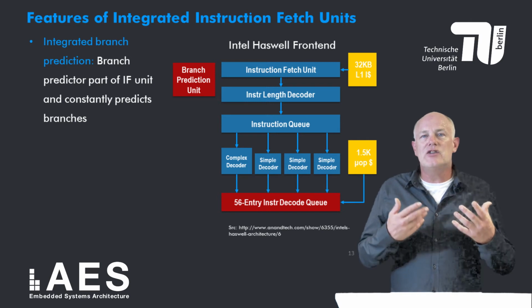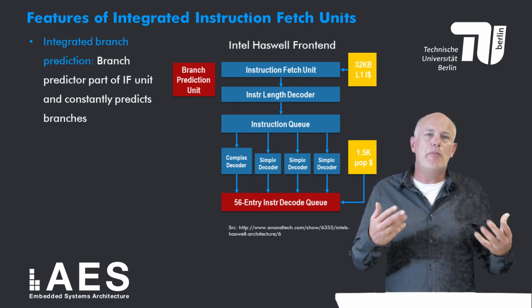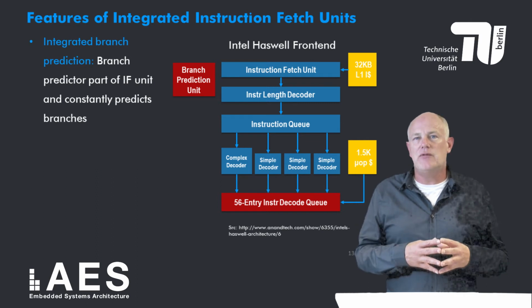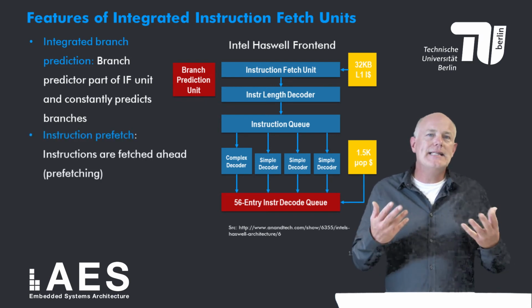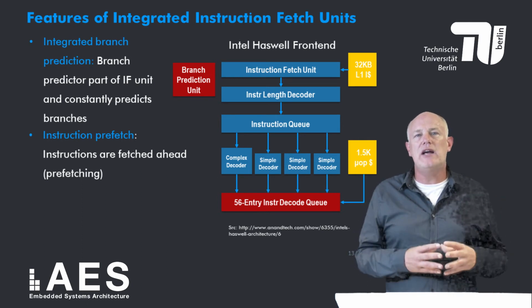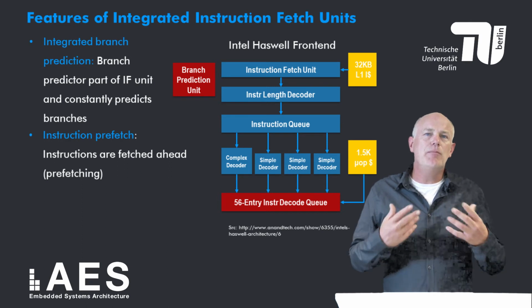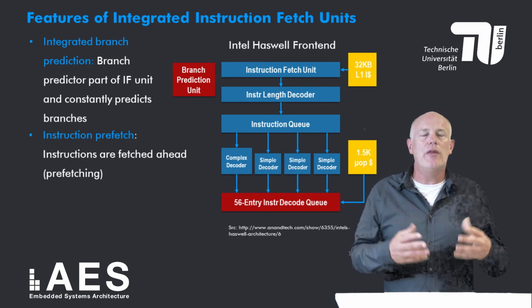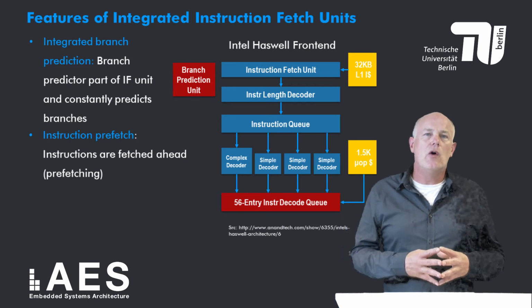First, an advanced instruction fetch unit integrates branch prediction. That means that the branch predictor is part of the instruction fetch unit and constantly predicts branches so as to drive the fetch pipeline. Second, advanced instruction fetch units perform instruction prefetching in order to deliver multiple instructions each cycle. That means that instructions are fetched before they are accessed. I will discuss prefetching in the next course on advanced memory hierarchy design.